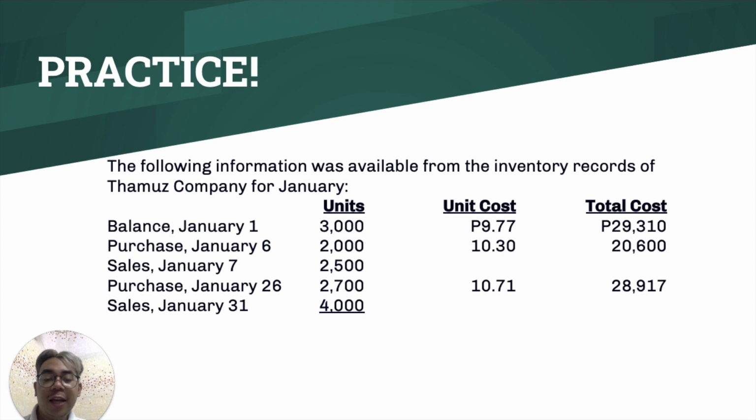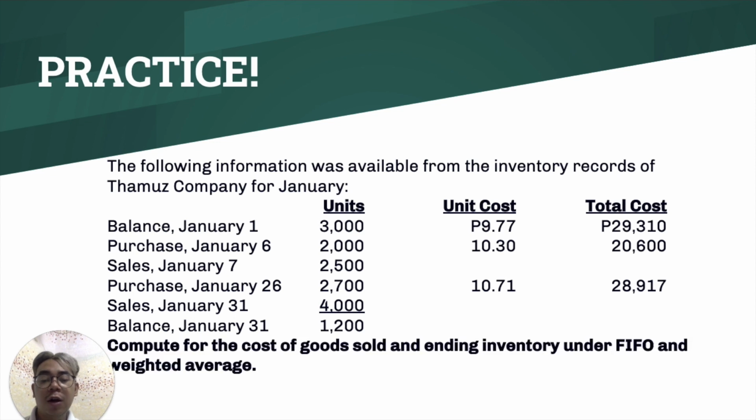4,000. If you add the purchases and deduct the sales, so 3,000 plus 2,000 minus 2,500 plus 2,700 minus 4,000, ang natirang units sa'yo at the end is 1,200 units. The question is, compute for the cost of goods sold and ending inventory under FIFO and weighted average. So let's start with FIFO.